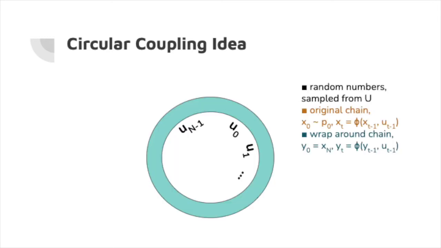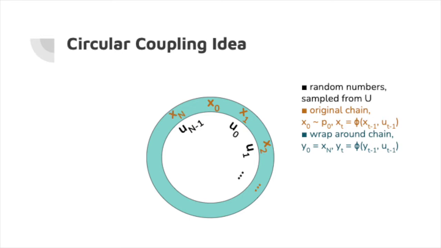Say that the transition function, which takes in the previous state and the random number and deterministically finds the next state, is called phi. To sample from pi with circular coupling, we first determine how long we want our circularly coupled chains to be, so let's say n. Then we generate a series of random numbers u0 through un minus 1. Next, we draw x0, the first state in our Markov chain, from our starting distribution p0. From here, we will use our transition function phi to generate the next state, x1, from u0 and x0. We continue generating until we get to state xn.